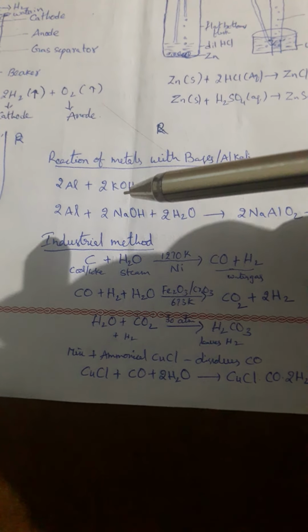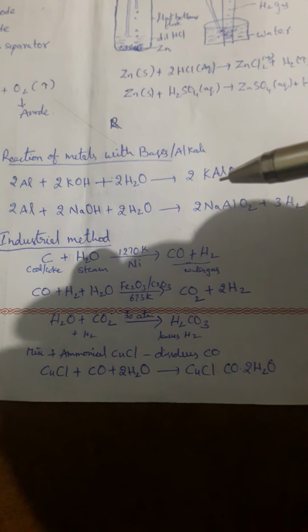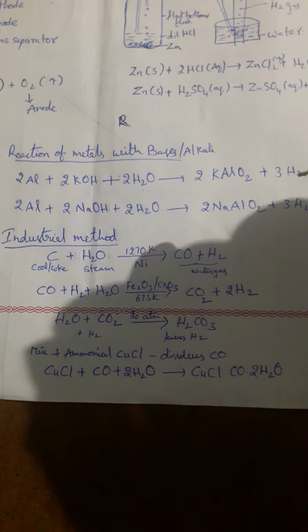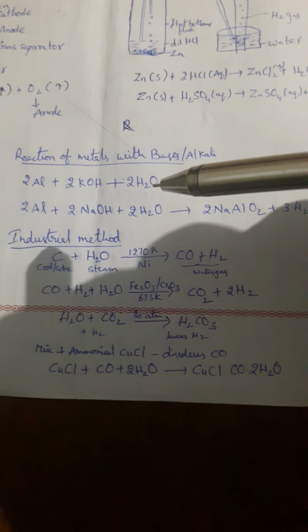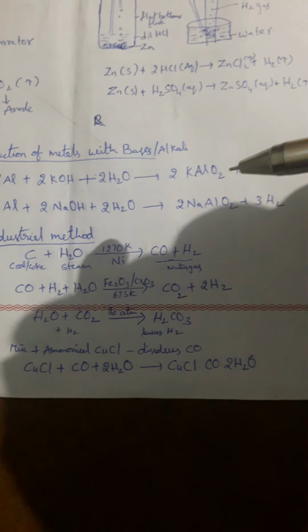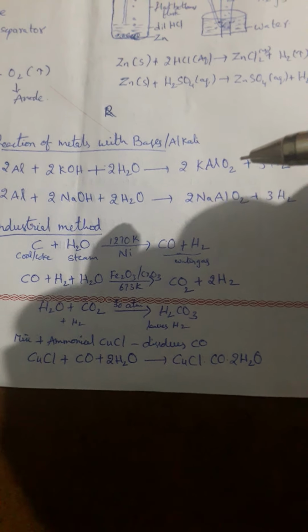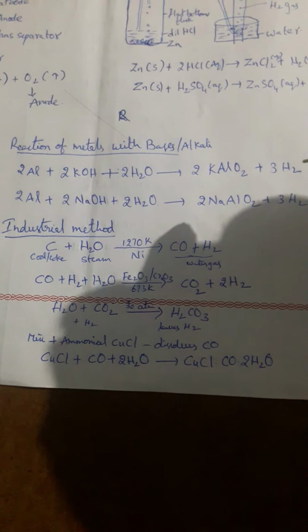When a metal like sodium, potassium, aluminum, magnesium reacts with a base, it forms its respective salt with the liberation of hydrogen. Here, aluminum reacts with potassium hydroxide, which is in dilute condition. It forms its respective salt potassium aluminate along with the liberation of hydrogen.